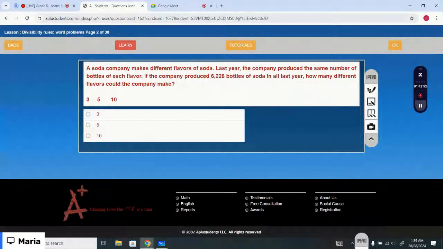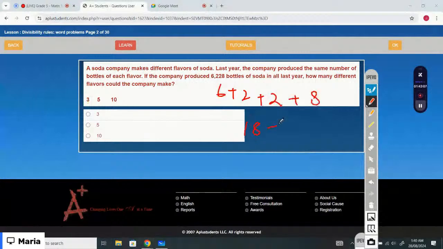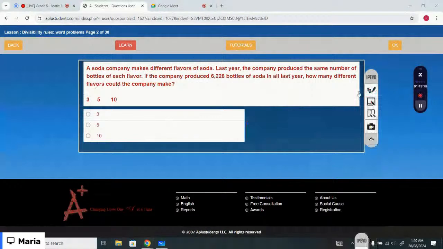So you have to see which number 6,228 is divisible by: 3, 5, or 10. Let's apply the divisibility rule for 3. Just add up all the digits. 6 and 2 is 8, 8 and 2 is 10, and plus 8 is 18. 18 is divisible by 3. 3 times 6 is 18. So the correct option is 3. Option number 1 is the correct option.